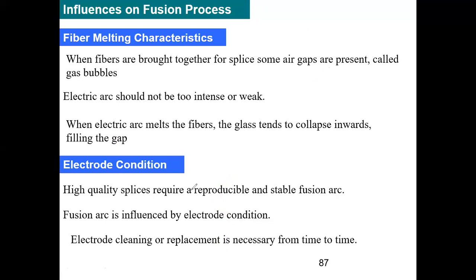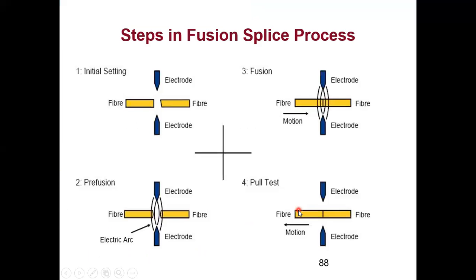High quality splice requires a reproducible and stable fusion. Fusion arc is influenced by electrode condition. We have to see that when the arc is generated by the electrodes, if the contaminants are on the electrodes, again those contaminants might stick to the fiber. So we have to clean or replace the electrode from time to time. So all these care we need to take.